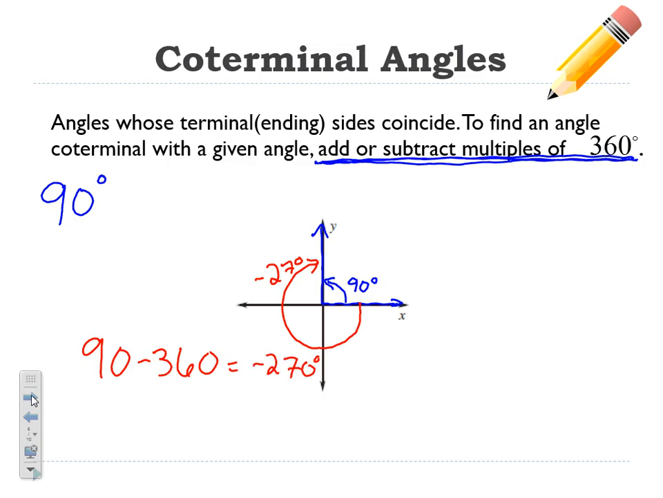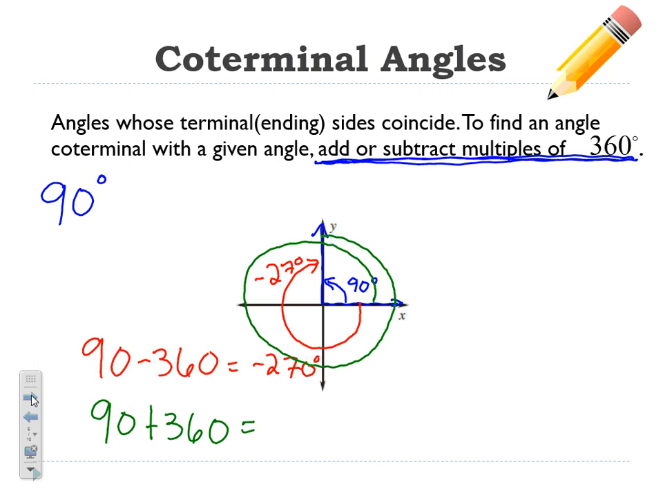So that's correct. Now if I wanted to find a positive one, I'd have to start at my initial side and I have to go around at least once. So I start, I go around once, so that's 360 plus 90 more. So I have 90 plus 360 equals 450 degrees. So this one's 450 degrees.